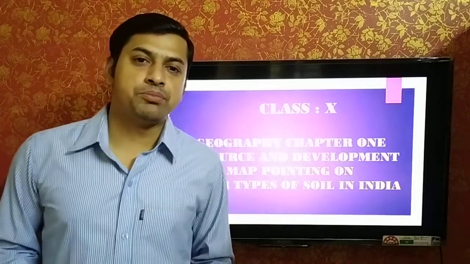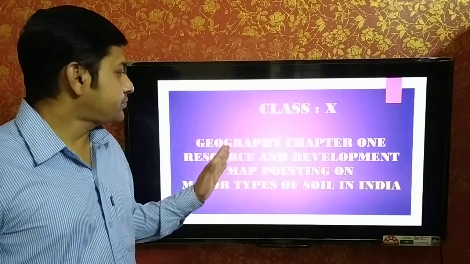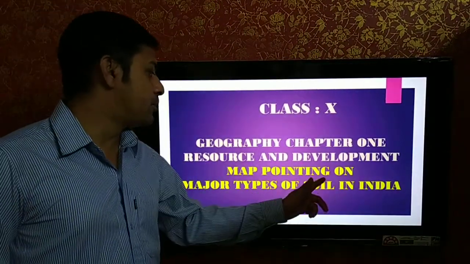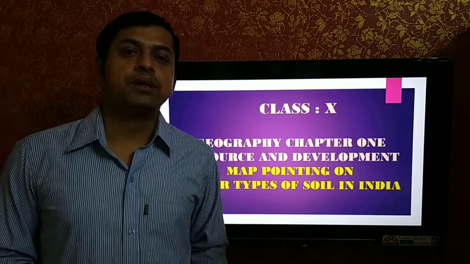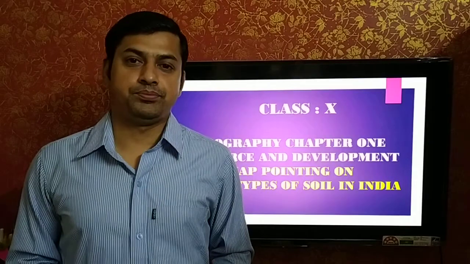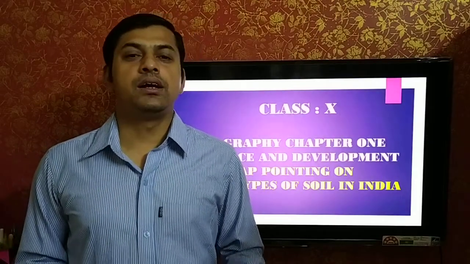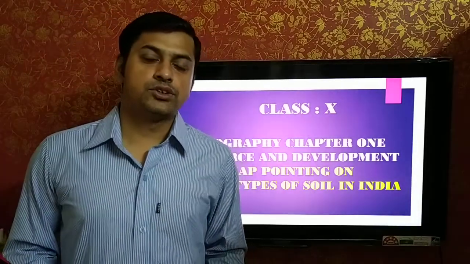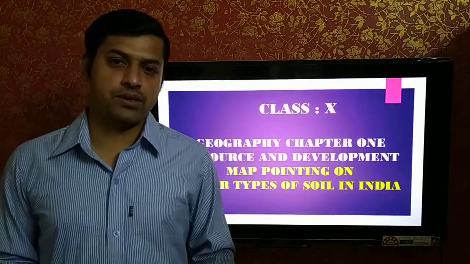So your first chapter you can see on the slide, that is geography chapter number 1, resource and development, map pointing skills. And what you have to point out in the map? The major types of soil. So soil is an important resource and in our country we have 6 major types of soil. About the different types of soil you have already learned from the chapter.